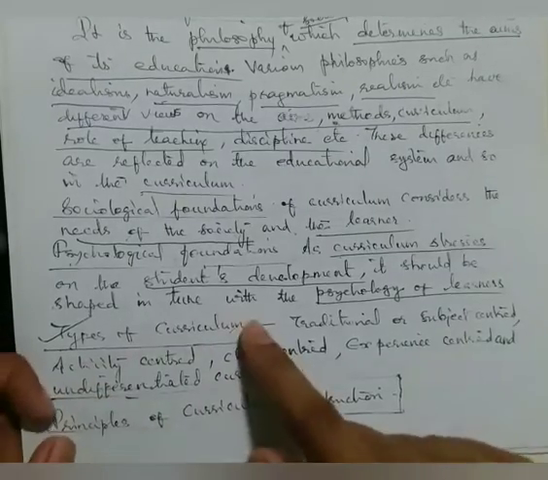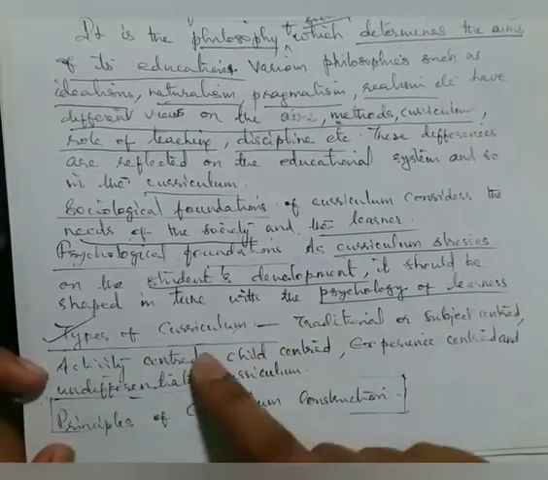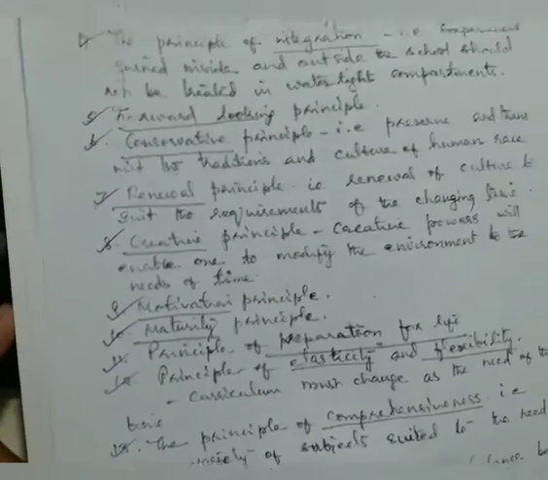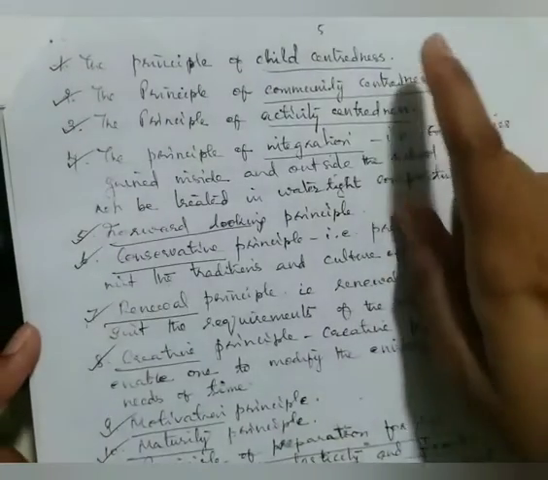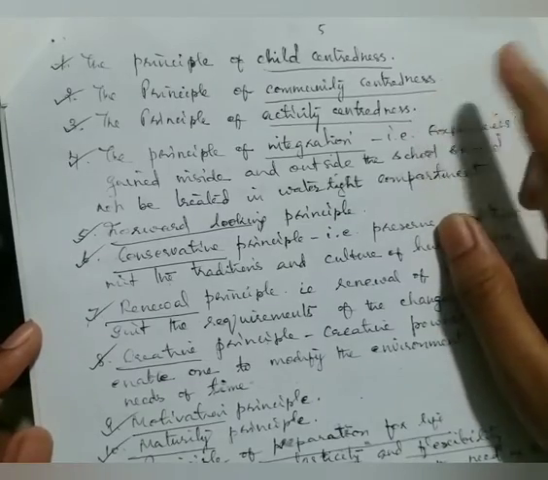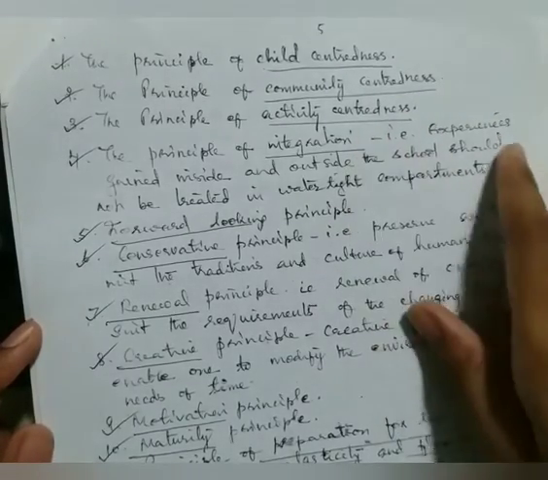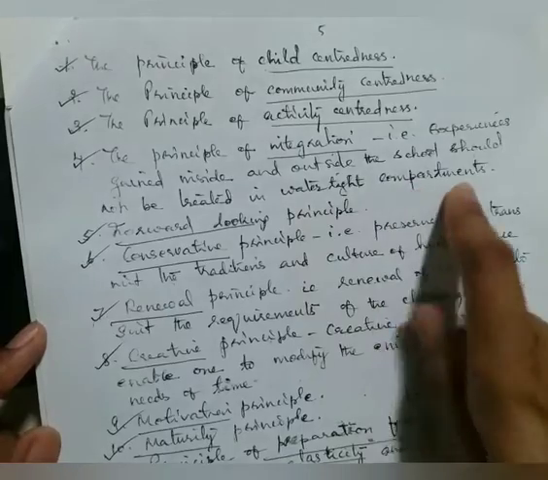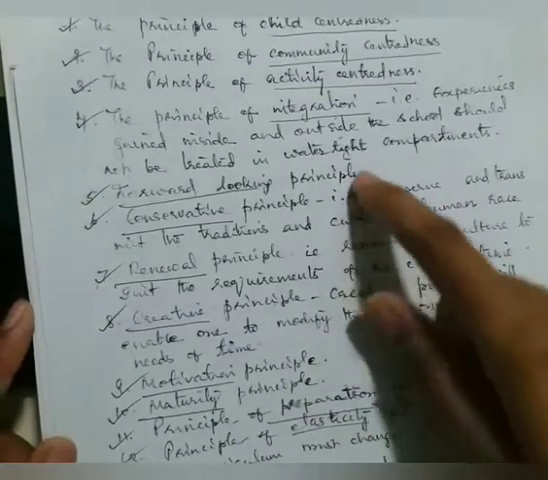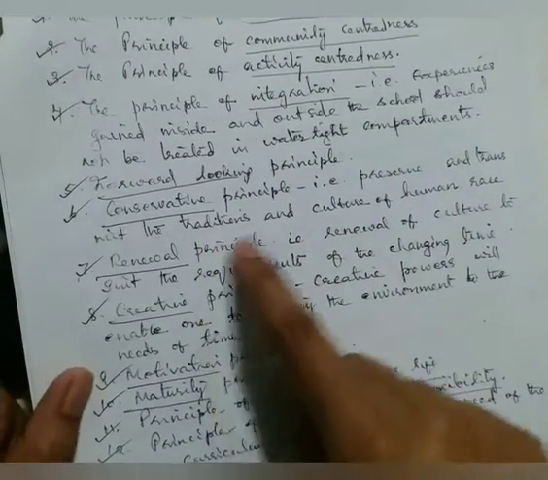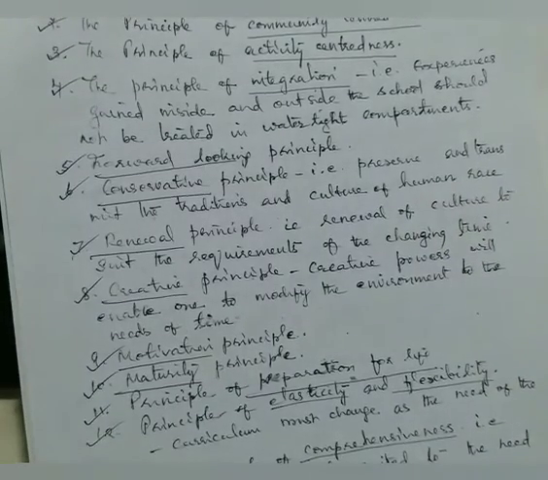So there are different types of curriculum: traditional or subject-centered, activity-centered, child-centered, experience-centered, and undifferentiated curriculum. Now we have to discuss the principles of curriculum construction: principle of child-centeredness, community-centeredness, activity-centeredness, and principle of integration. That means experiences inside and outside should be integrated, not like watertight compartments. Then forward-looking principle and conservative principle. The traditions and culture of the human race should be given importance.